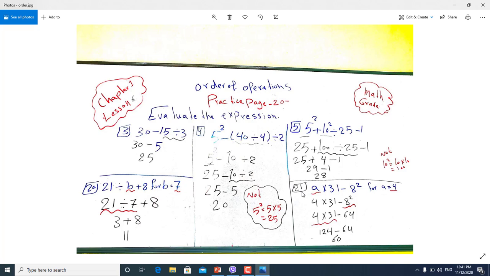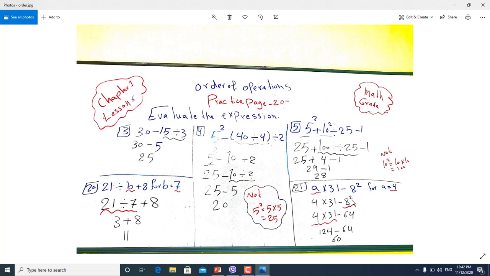And number 21, it's also an algebraic expression. We have 8 times 31 minus 8 exponent 2, or second power of 8. For A, it's 4. So we replace A with 4. From place A, we put 4. So 4 times 31, we write again minus, and 8 exponent 2, we write again. After that, if you have parentheses, you should solve. You don't have, so let's go to the next step.